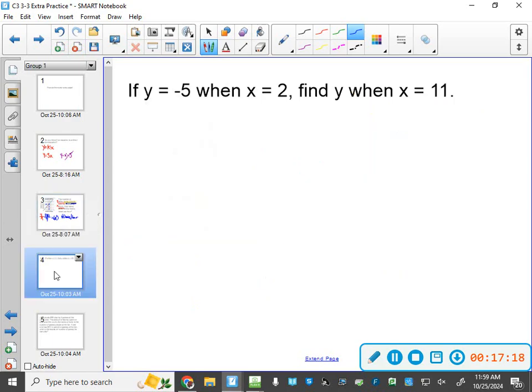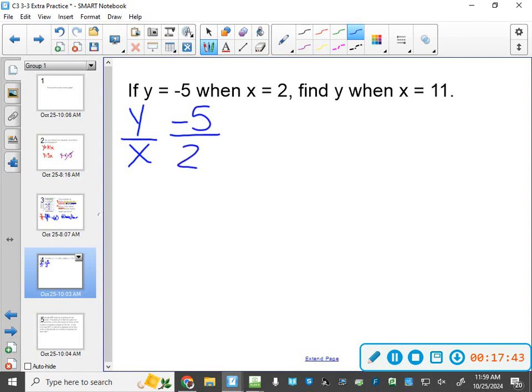All right, the next one we want to look at. I forgot to type this part in ahead of time, but normally it would say solve the direct variation word problem. So you know this is a direct variation. You know it's proportional. You know we're doing y divided by x. So what y and x am I going to use together here? James? Very good. -5 and 2.